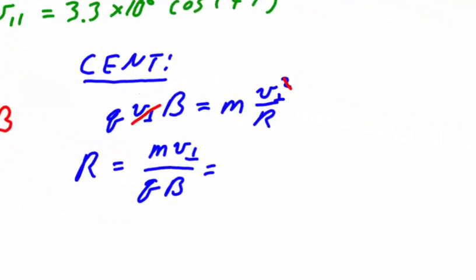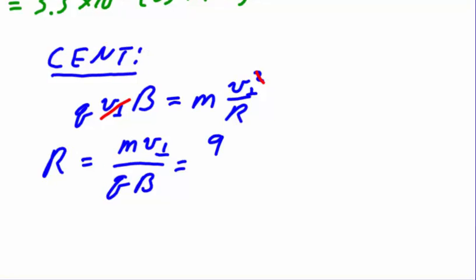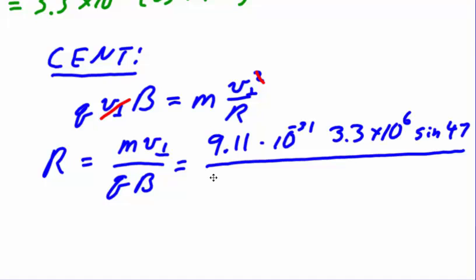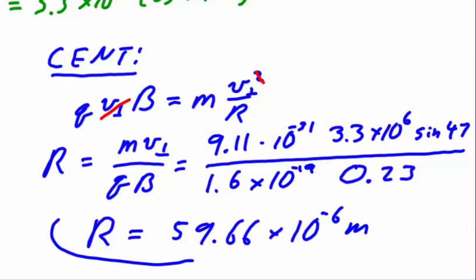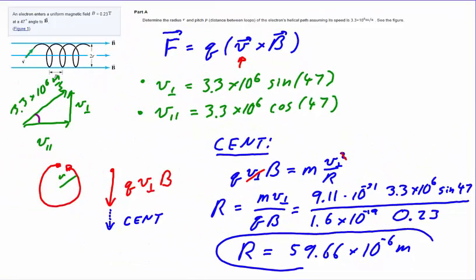Because the particle is stated to be an electron, we know that the electron mass is 9.11 times 10 to the minus 31 kilograms. The v perp was calculated previously. The charge is the elementary charge, 1.6 times 10 to the minus 19 coulombs. And the magnetic field was given to us as 0.23 Tesla. Plugging in all of these numbers, we'll find that the radius of the orbit is 59.66 times 10 to the minus 6 meters. And this solves the first of the two parts in this two-part problem.